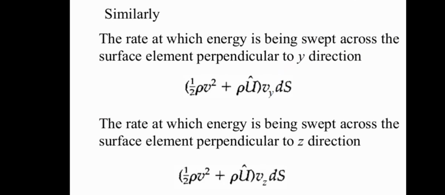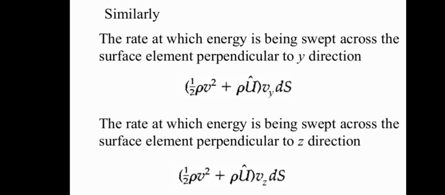Similarly, we can consider surfaces perpendicular to the y and z directions involving the vy and vz components of the velocity respectively. From these considerations, we derive the concept of convective energy flux. This is the rate at which energy is convected across a unit area. The components of convective energy flux in the x, y, and z directions are given conceptually.